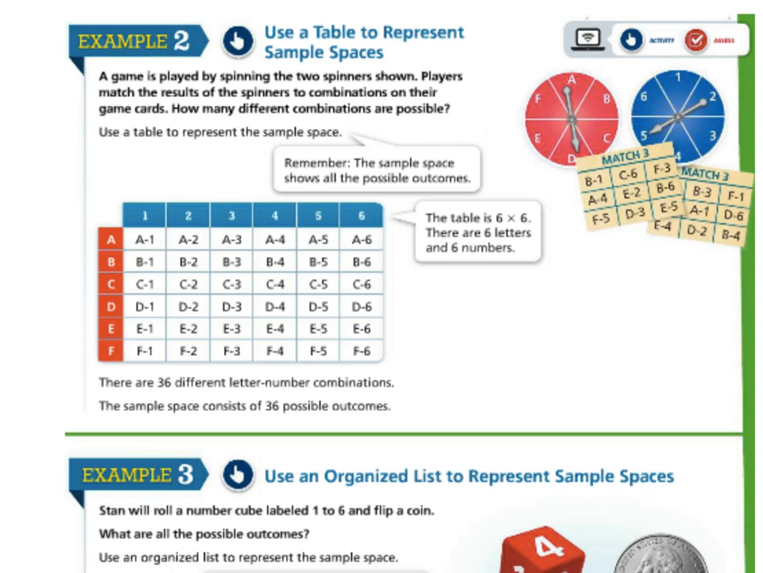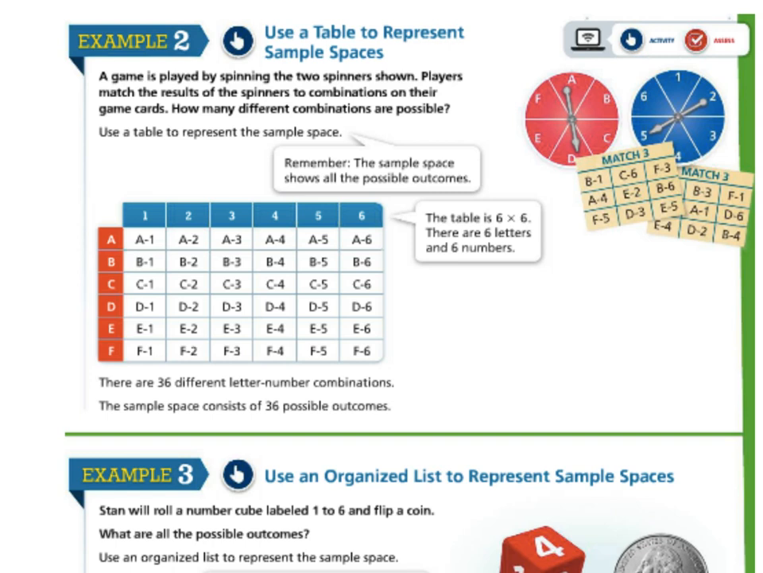Next, let's look at example 2. In this example, we're going to use a table to represent that sample space. In other words, we're going to make a table to show all the possible outcomes that can happen. A game is played by spinning 2 spinners shown. Players match the results of the spinners to combinations on their game cards. How many different combinations are possible?